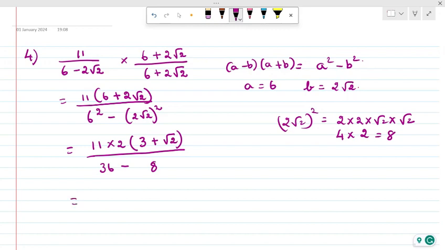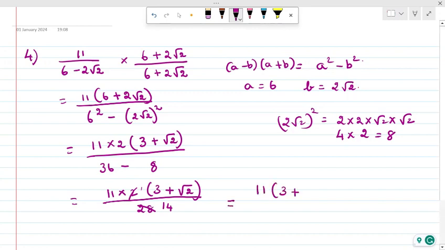So now 11 into 2. Let us keep like that only. The 2 we are not multiplying, let it be like that. 36 minus 8 is 28. Now this 2 and this 28 can be cancelled. Now the answer is 11 into 3 plus root 2 divided by 14. So this is how we will rationalize this number.